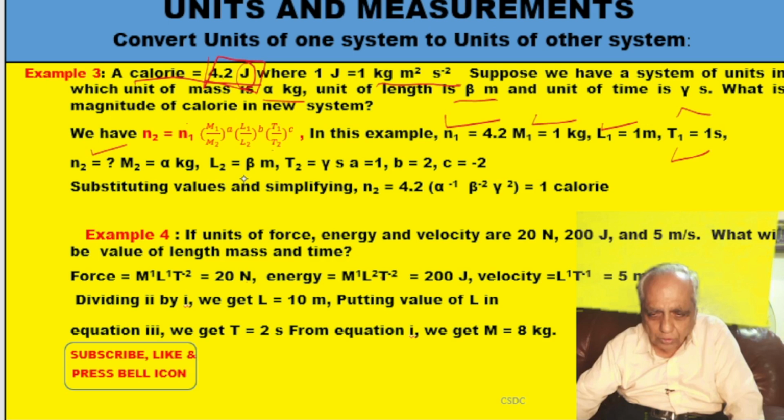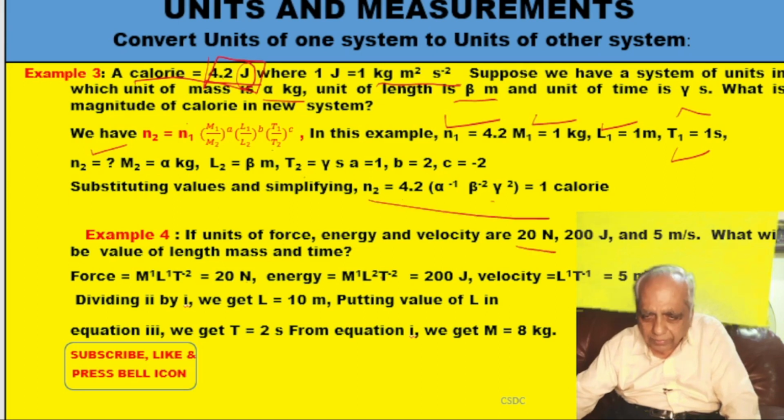Okay. Now let us do one more sum. He says units of force, energy and velocity are given. So force is measured in 20 Newton, energy is 200 joule, and velocity is 5 meters per second. So these are my new system. Force is this 20 Newton, normally force is 1 Newton, energy is 200 joule, and velocity is this. What will be the value of length, mass and time? If these are my fundamental units, what would be length, mass and time?